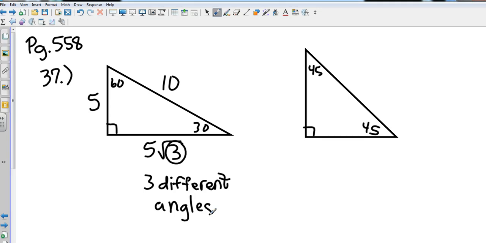A 45, 45, 90, that's an isosceles triangle. So if this is 5, this has to be 5. But because there's only 2 different kinds of angles in this one, a 45 or a 90-degree angle, then my hypotenuse here is going to be 5 times radical 2. Just because of the 2 different sides. Okay, so give me just a second to draw number 37, and again you can use this as a reference to flip back to if you need.